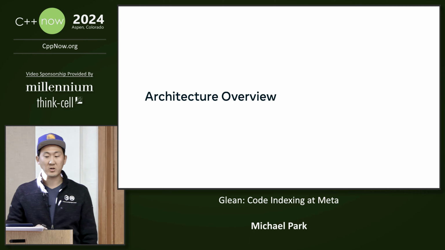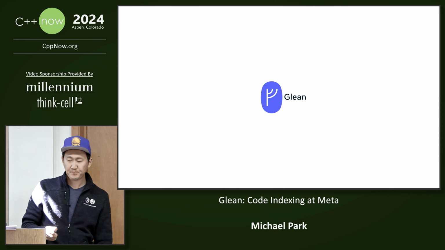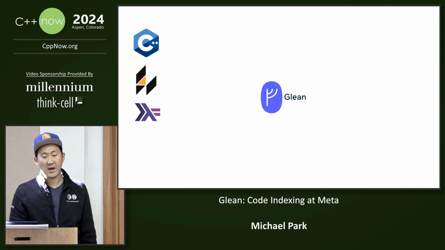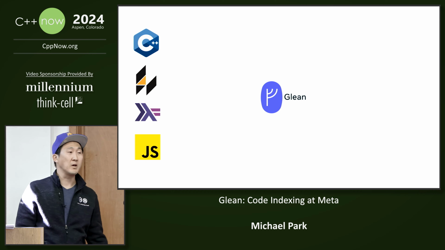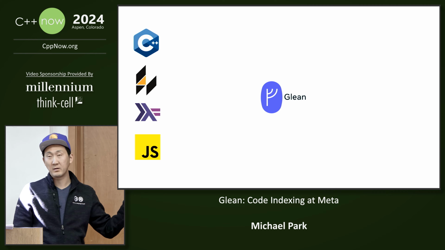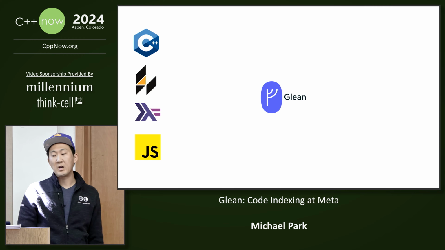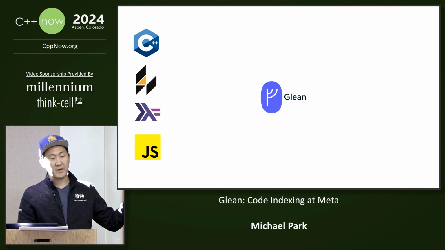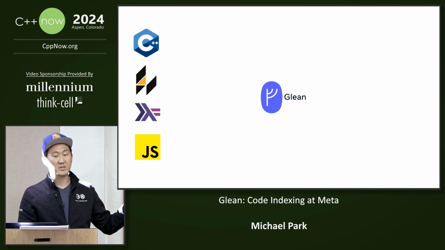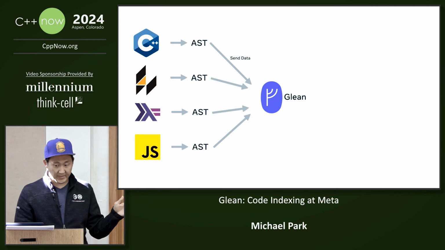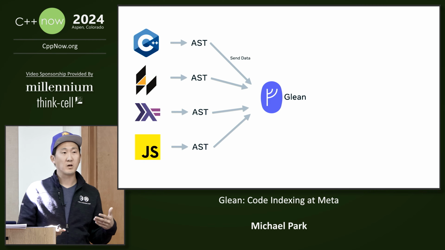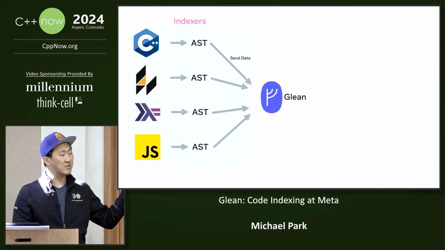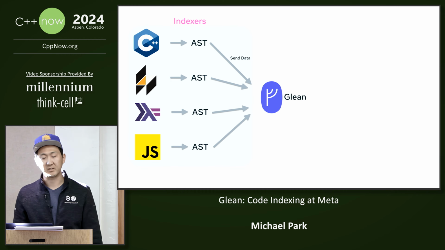So I'll go over an architecture overview. We have Glean in the middle, and a bunch of languages that we're going to support. So we have C++, let's say Hack, Haskell, and JavaScript. I list these because these are the custom indexers that we maintain internally, but it's also open sourced. We're going to use the front ends of all these languages to get the AST. And then we're going to send a bunch of data to Glean, which then is going to be collected. As a collective, these are the indexers of the system.